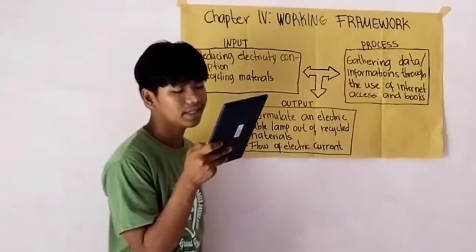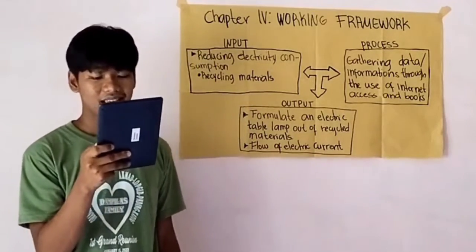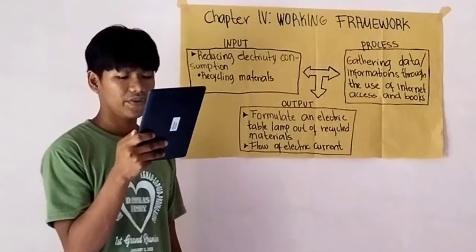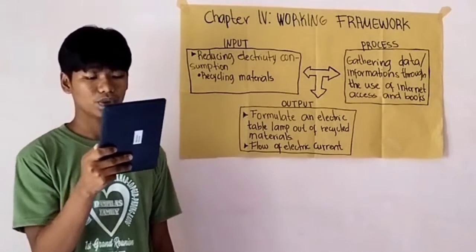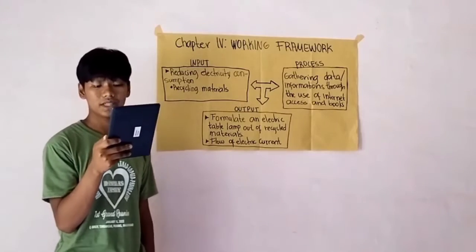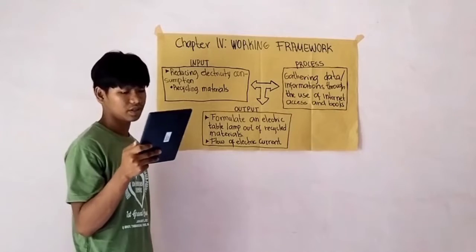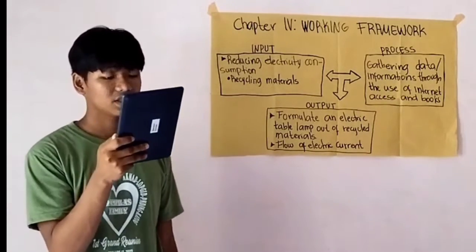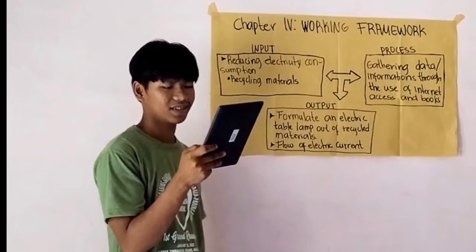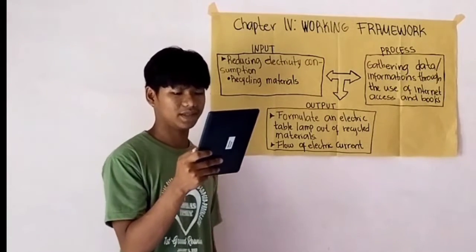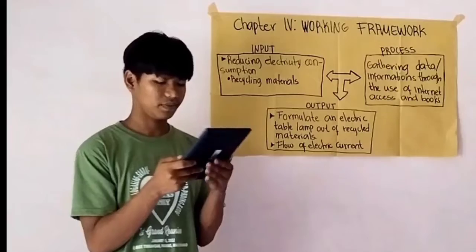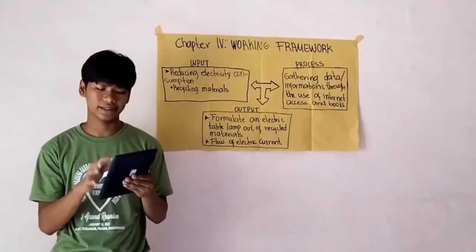The input of this study focuses on reducing electricity consumption through recycling materials. Through the use of internet access and books, the researchers obtain the needed information. The output of the study contained the flow of electric current. Also, after doing the process, the researchers formulated an electric table lamp out of recycled materials.